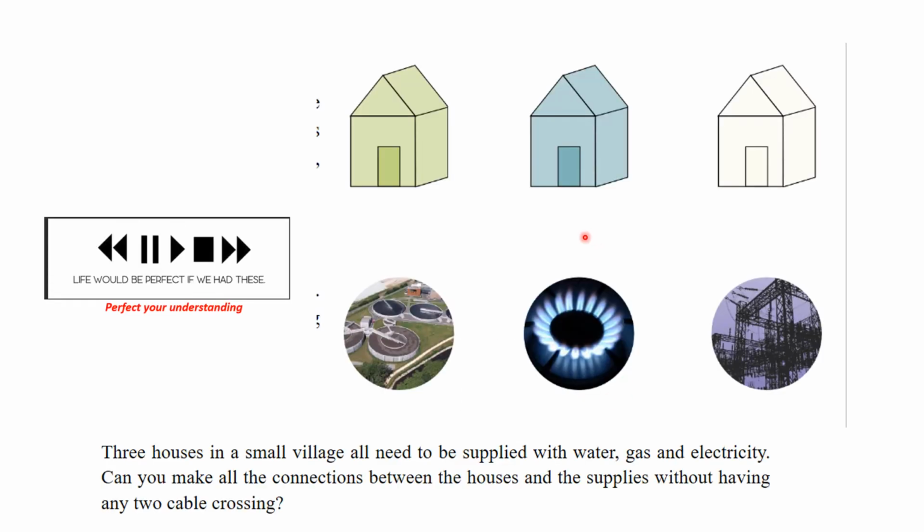Let's open with a little story. It actually is a very classical story. You have three houses in a small village that all need to be supplied with water, gas, and electricity. Can you make all the connections between the houses and supplies without having any two cables crossing? And you are drawing this on a piece of paper. So hit pause, try it, and let's see how you did.